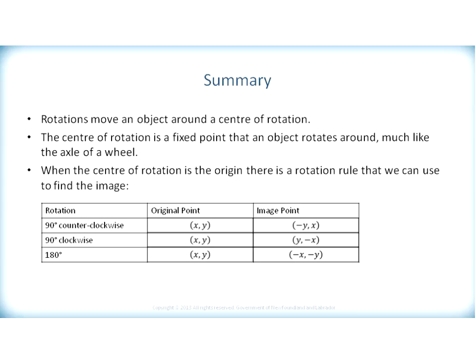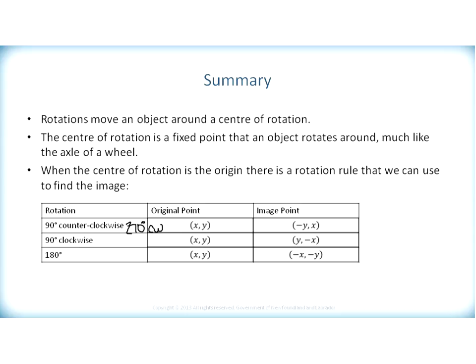So, to summarize, rotations move an object around any center of rotation. And that center of rotation is a fixed point that an object rotates around, much like the axle of a wheel. Our wheel is rotating around that single point in the very middle of the wheel. When the center of rotation is the origin, we have a rotation rule that we can use to find our image. 90 degrees counterclockwise, which we also said was the same thing as 270 degrees clockwise.